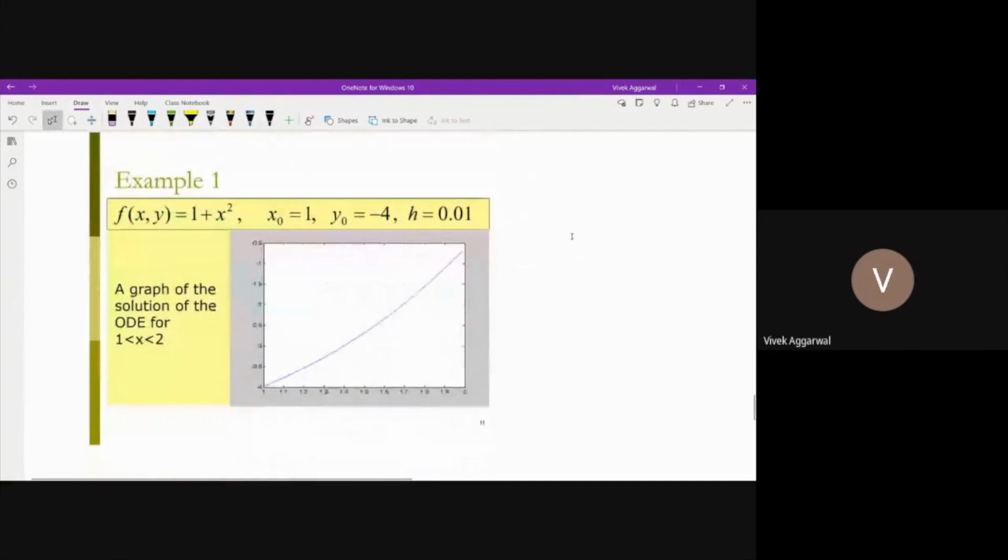And if you plot this graph, then the graph of the solution for h equal to 0.01 is this one. That is the solution we can find, because this type of graph we plot with the help of MATLAB or Octave.